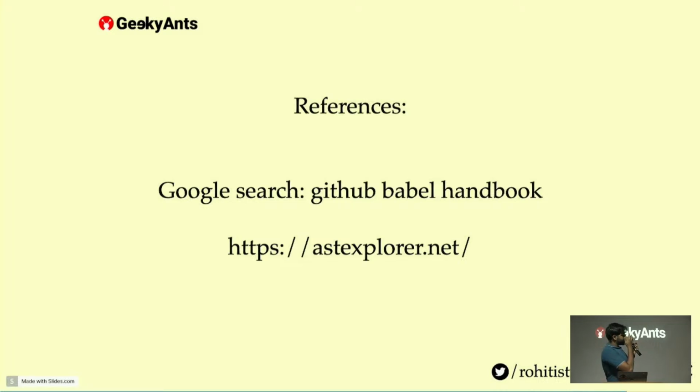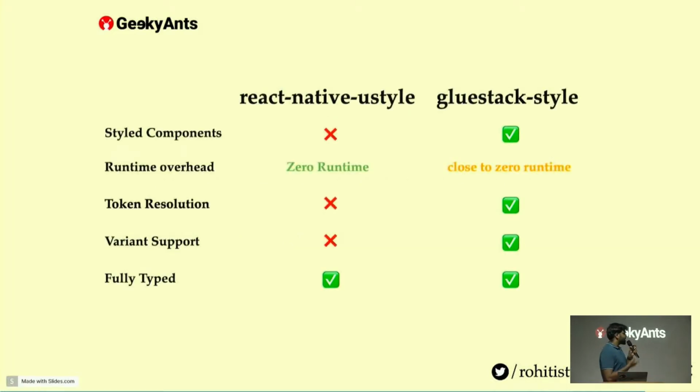And ASTExplorer.net, you can refer to that for understanding the component tree, the AST tree. And yeah, so quickly we'll compare React Native ustyle with GlueStack style, because it's the closest one to that. The first and major thing is that React Native ustyle doesn't even want to target styled components. GlueStack style provides you with styled components. If you pass a view, it returns a view with all the properties and styles that you want attached.